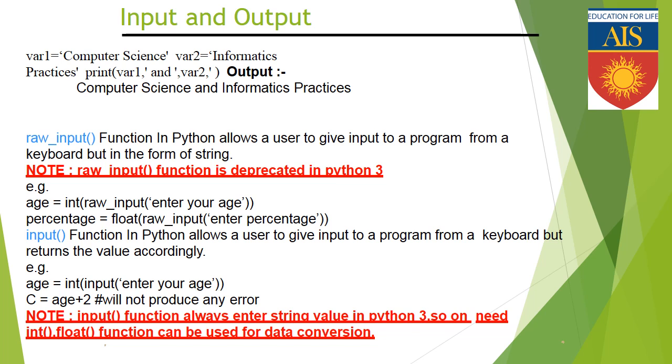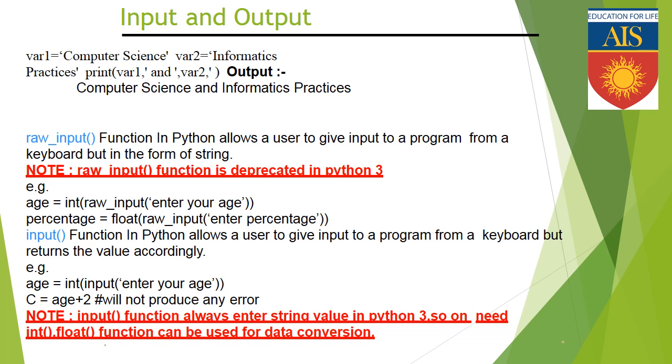Next is raw_input. It's a function in Python which allows a user to give input to a program from a keyboard, but in the form of a string. Please note it down: the raw_input function is deprecated in Python 3. That means the raw_input function is deprecated in Python 3.